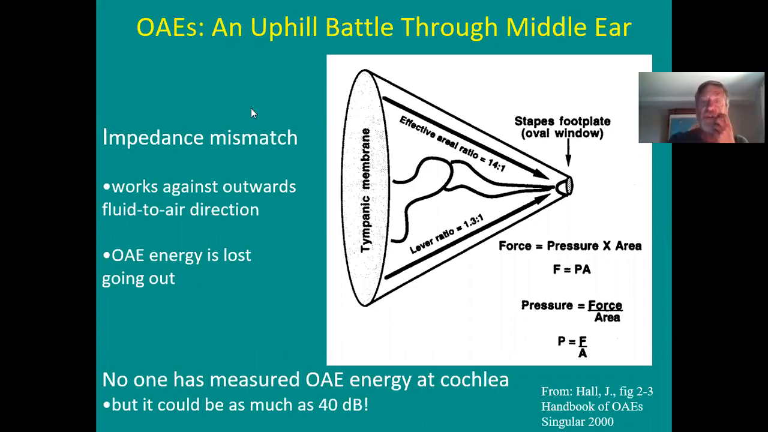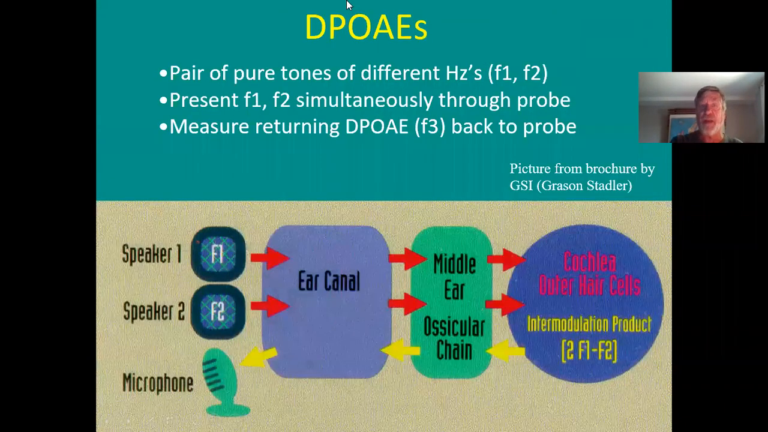So otoacoustic emissions are actually, and this is called DPOAEs, distortion product otoacoustic emissions. And what they do here is they put in two tones. Look at speaker 1 and speaker 2. And it's a little probe, just like tympanometry. It's a probe stuck in the ear. Doesn't have to be airtight though. But you'll have two speakers and one mic.